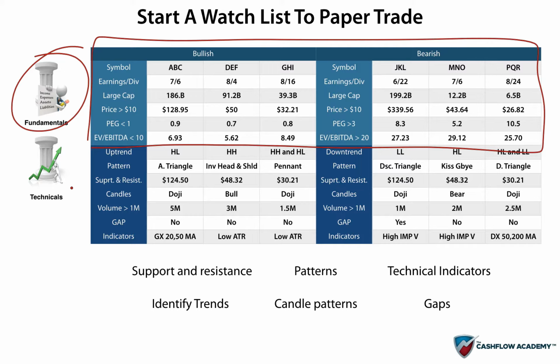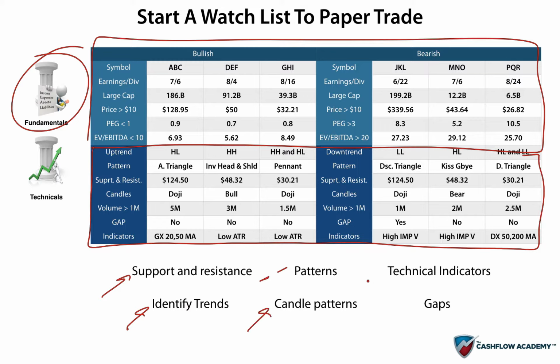Okay, maybe you now go out and you start playing with technical criteria. And the technical criteria you look at is, where's the support and resistance? Do you see a trend? Do you see a pattern? Do you see a candle? What about your technical indicators? Are there any gaps there? And so you start identifying patterns.